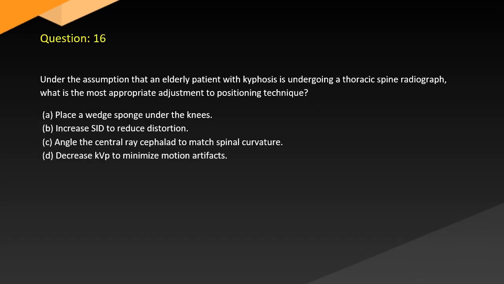Question 16. Under the assumption that an elderly patient with kyphosis is undergoing a thoracic spine radiograph, what is the most appropriate adjustment in positioning technique? A. Place a wedge sponge under the knees. B. Increase SID to reduce distortion. C. Angle the central ray cephalad to match spinal curvature. D. Decrease kVp to minimize motion artifacts.